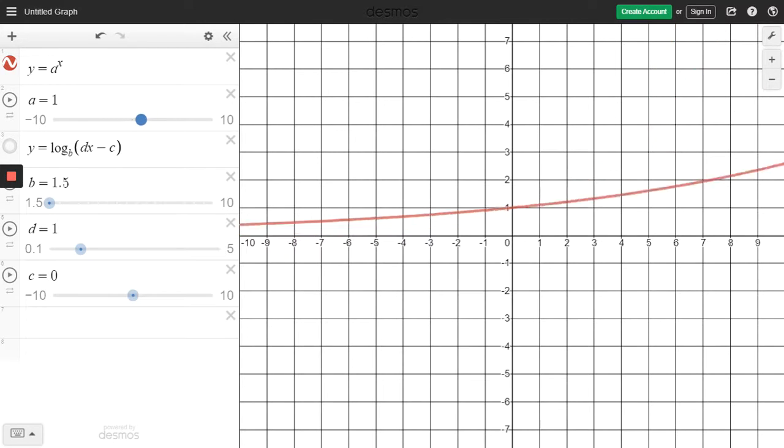But what happens if we bring this to be 1? Well, at 1, there we go. We just have 1 to the power 1, 1 to the power 2, 1 to the power 3. Everything is the same. And then as we make this less than 1, we get basically the opposite of what we had before. There it is. So here we've now got a is 0.5. So we've got 0.5 to the power x.